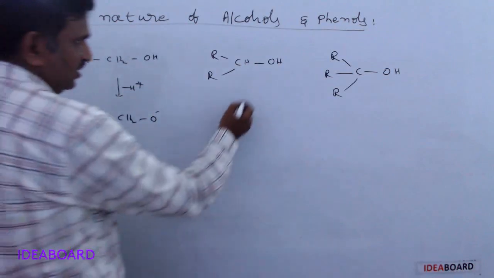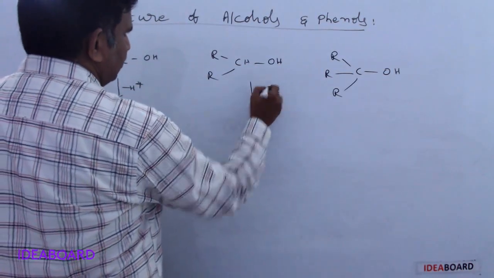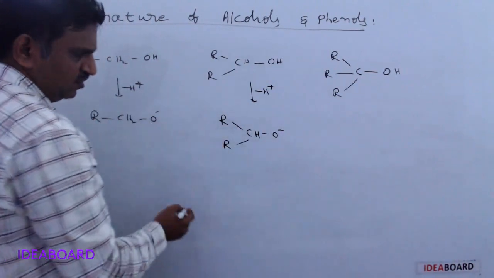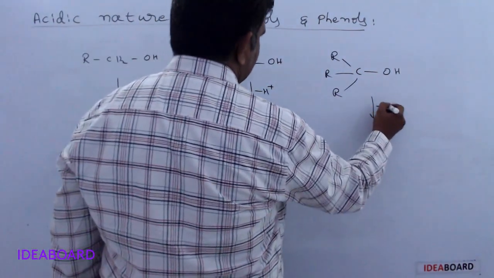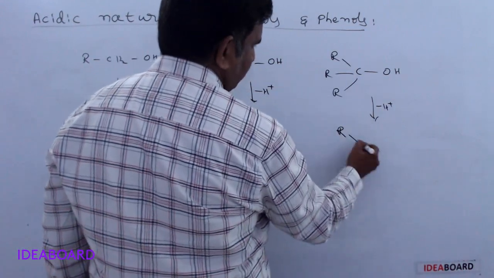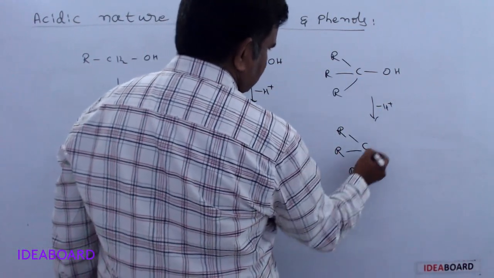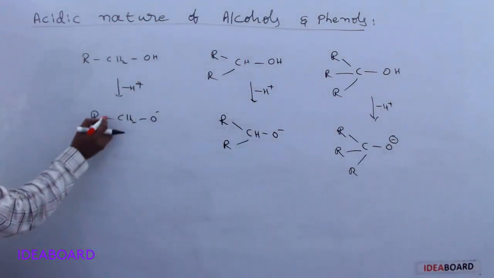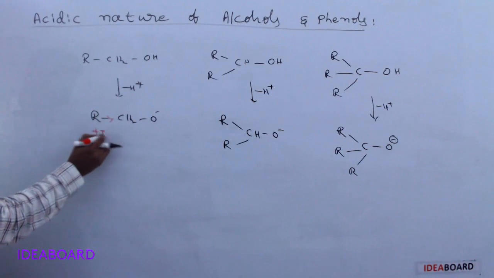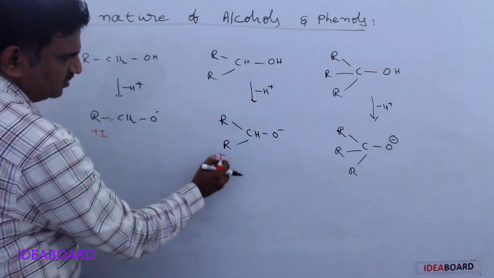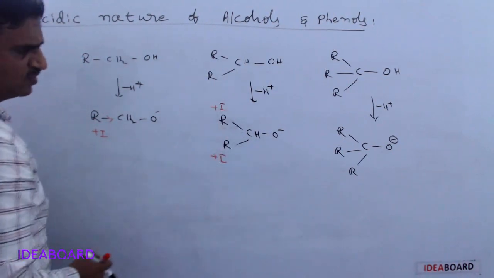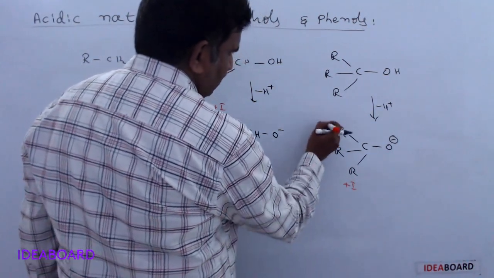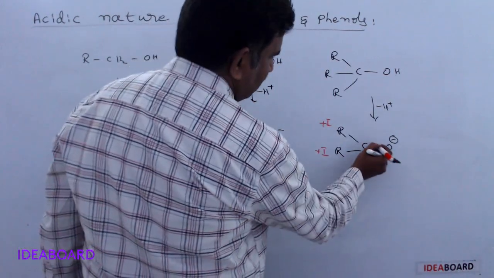RCH2O minus. And if this is dissociating or releasing a proton, it is forming RCHO minus and R. And if this is dissociated, it releases a proton and forms a tertiary alkoxide ion. In this one, a plus I group is present. This is a plus I group. Here there are two plus I groups. These two are plus I groups. Here there are three plus I groups. Then what can they do?